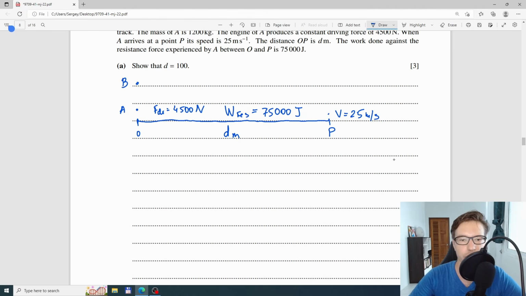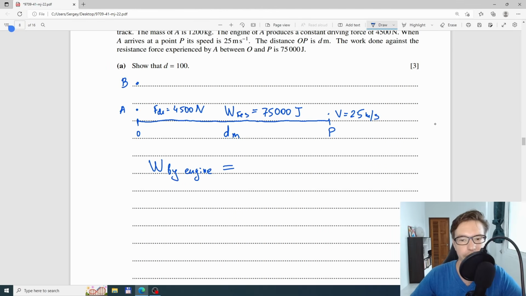Show that D equals 100. Okay, now we've got the work done against the resistance, and we also have the driving force. That means the engine of the car is producing some work. Say, work by engine. Now, what happens to this work produced by the engine?